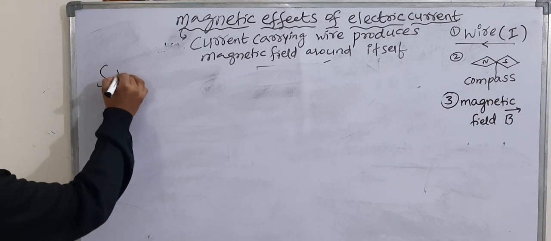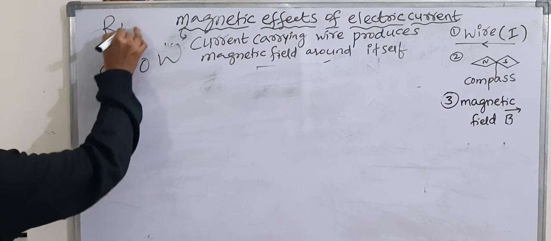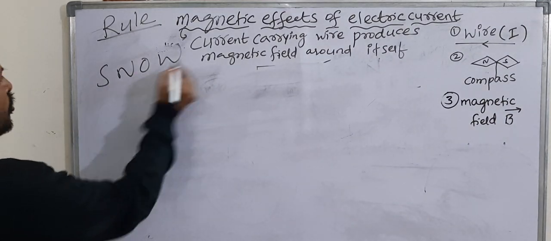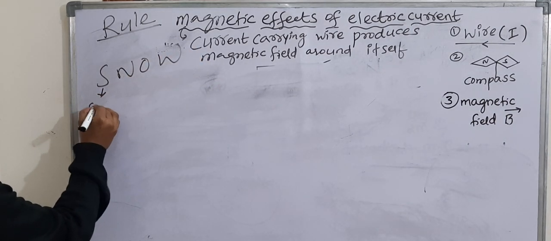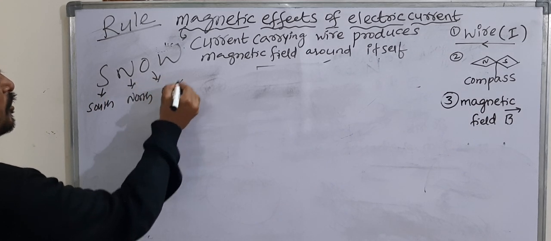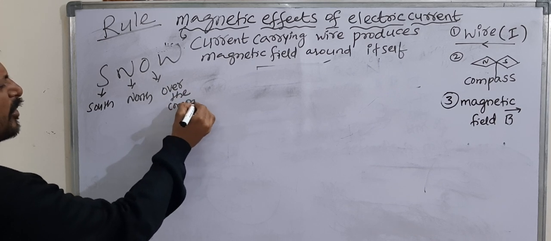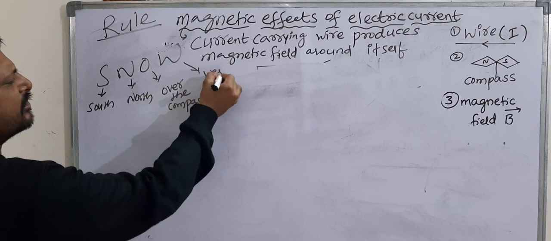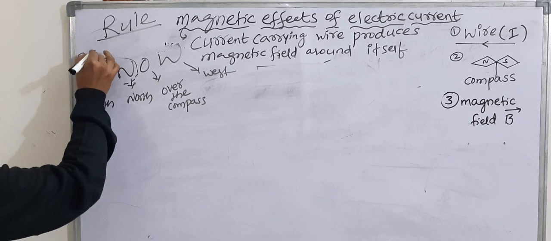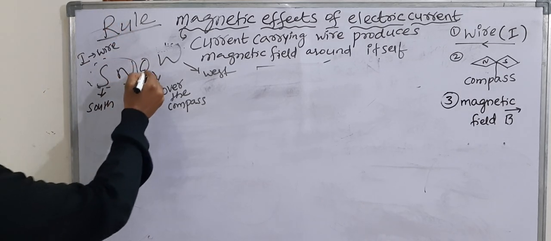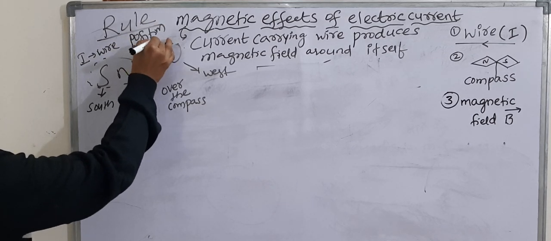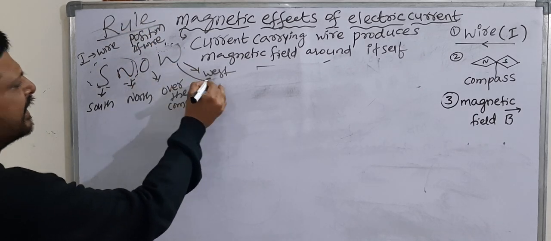I am writing here SNOW. This is the rule to find the direction of magnetic field. See here, snow rule. S means what? South. N means what? North. O means over the compass. W means west. That means first two are direction of current in Y. This is position of Y, and last one is for needle.